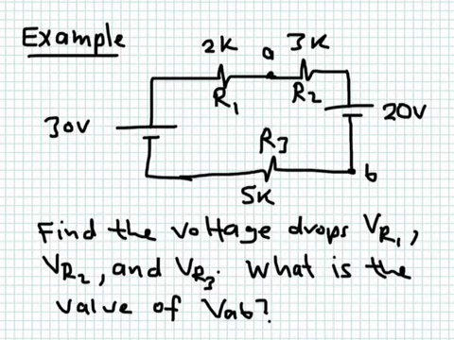Okay, we have an example here. We have a circuit with two sources and we have three resistances. This resistance R1 is 2K, R2 is 3K, R3 is 5K. We'd like to find the voltage drops VR1, VR2, and VR3. We'd like to find the voltage VAB.